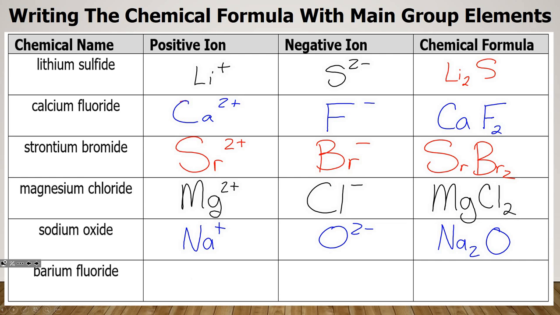So like on this one, you have Na plus and an O2 minus. This time I have two negatives and only one positive, so I need to add another positive. So it would be like Na2? Mm-hmm. And then just the O. Mm-hmm. Yep. You got it.